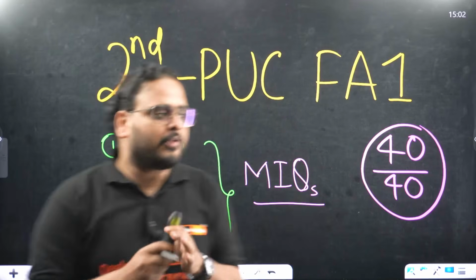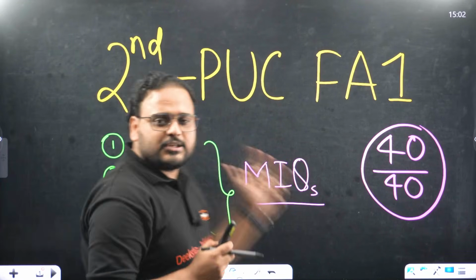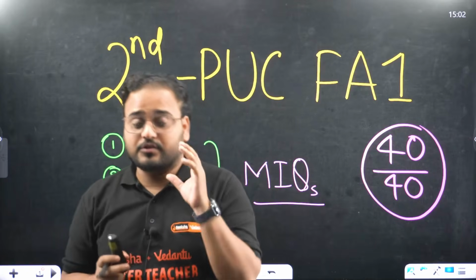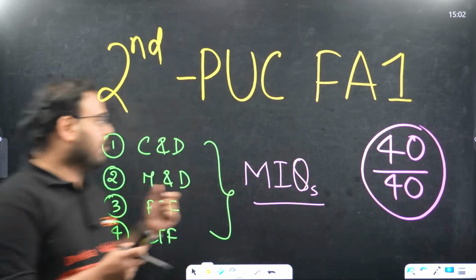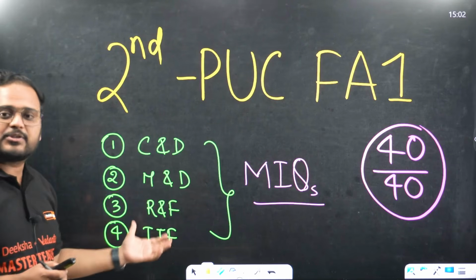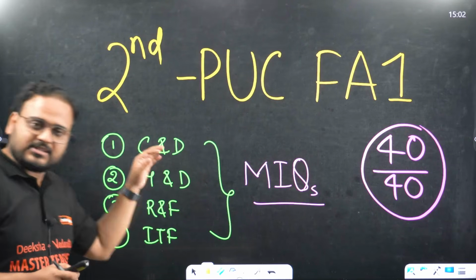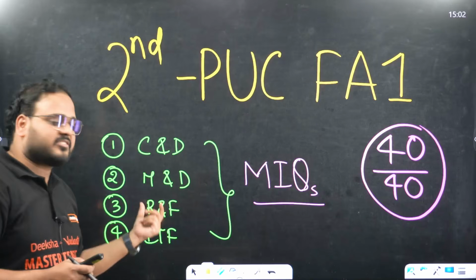Welcome to the class. Today I'm here to talk about your list of questions, those 6 questions that you can solve and prepare in the best way for your FA1. I am going to take the questions of all these chapters together: continuity and differentiability. We'll start with this, then we'll have matrices and determinant, relation and function, ITF.